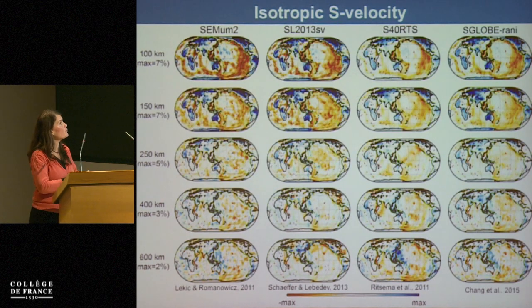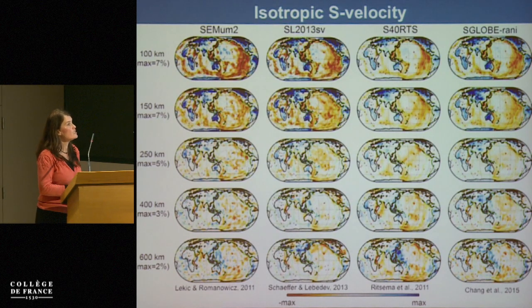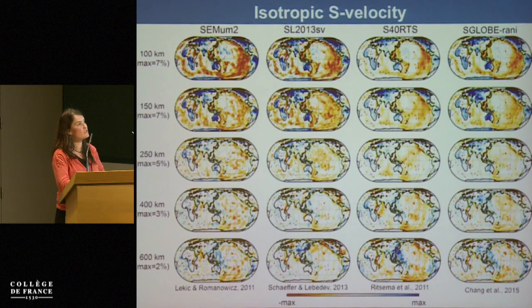And then here I compare with two upper mantle models. Just bear in mind that perhaps the fairest comparison here is really between our model and S40RTS, because they are both whole mantle models, whereas these two have been specifically designed for the upper mantle. So in principle, they might be better for the upper mantle.